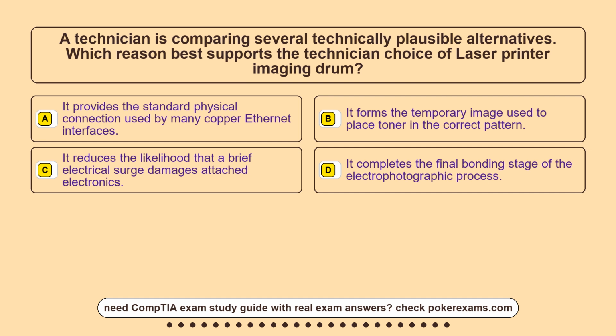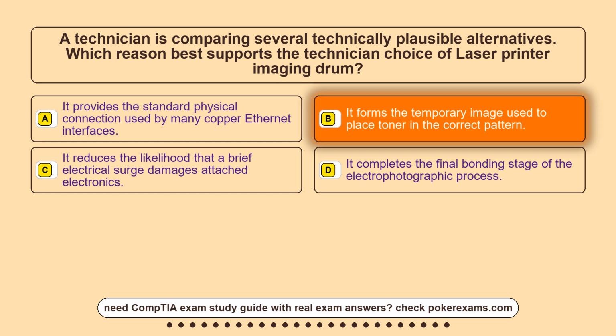Question 24. A technician is comparing several technically plausible alternatives. Which reason best supports the technician choice of laser printer imaging drum? Option A. It provides the standard physical connection used by many copper Ethernet interfaces. Option B. It forms the temporary image used to place toner in the correct pattern. Option C. It reduces the likelihood that a brief electrical surge damages attached electronics. Option D. It completes the final bonding stage of the electrophotographic process.